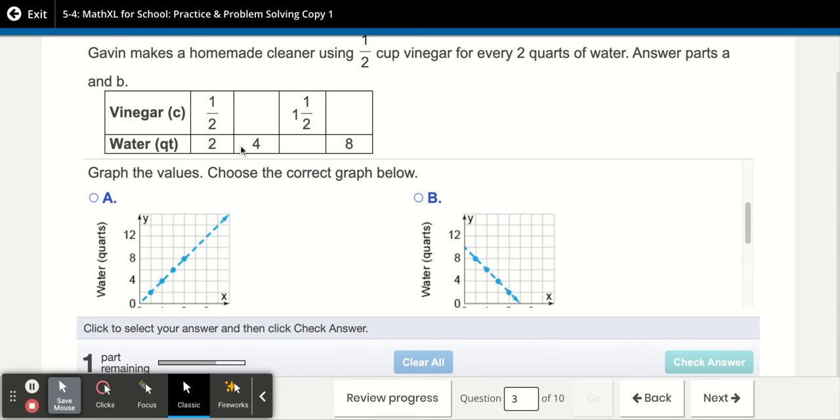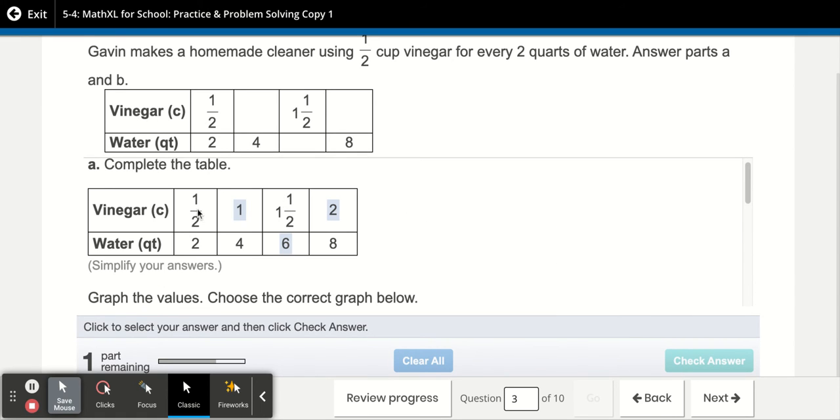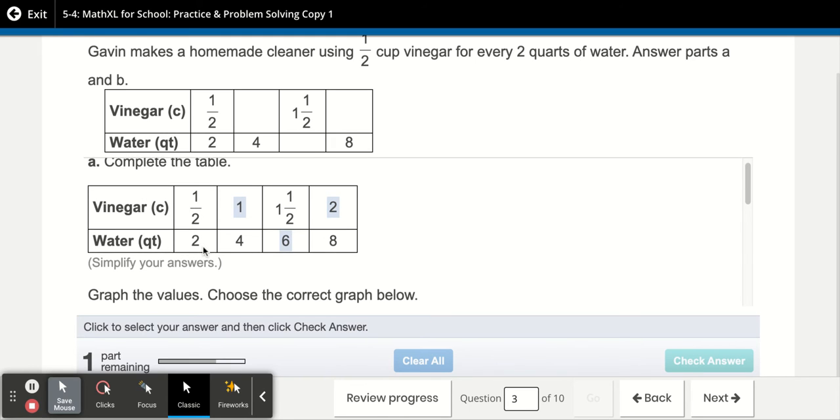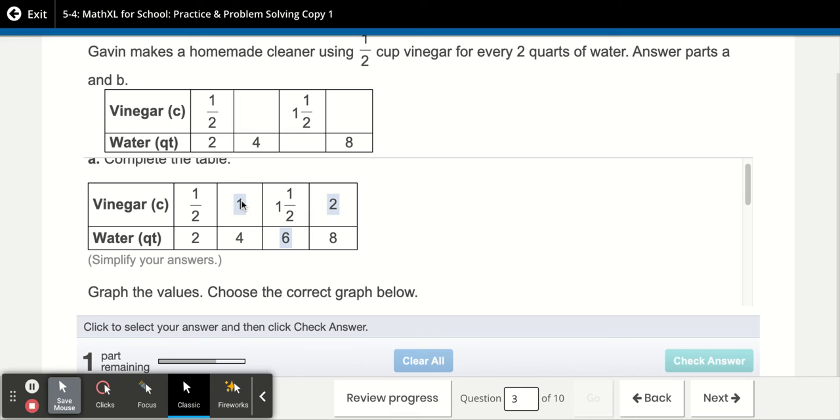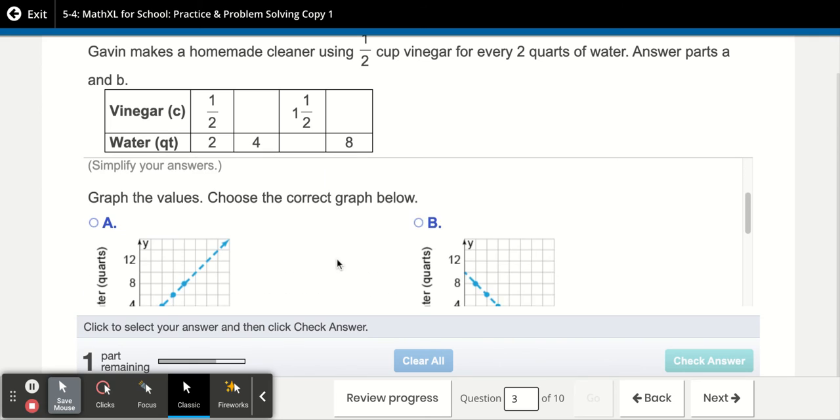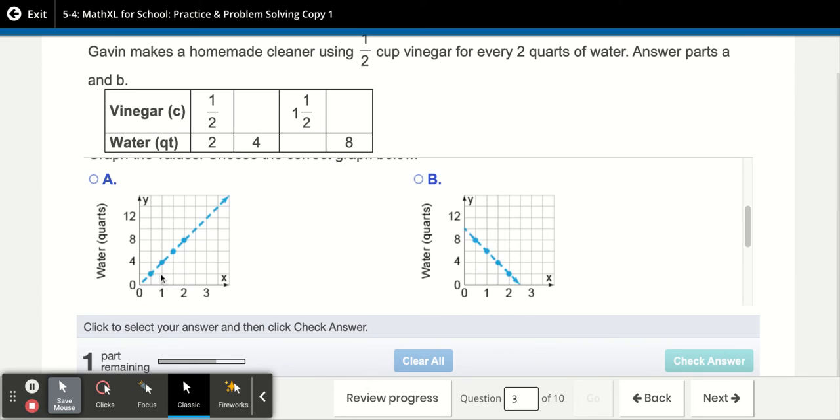Now we got to match the graph. We need to find where it's 1/2 cup of vinegar for 2 quarts of water, and then 1 cup of vinegar for 4 quarts, 1½ for 6, and 2 to 8. Well, looking right here, we can look at the halves, and that's great. But this left side goes up by 2's. So this is ½ cup 2, 1 cup 4. So 1/2 to 2, 1 to 4, 1½ to 6, 2 to 8.